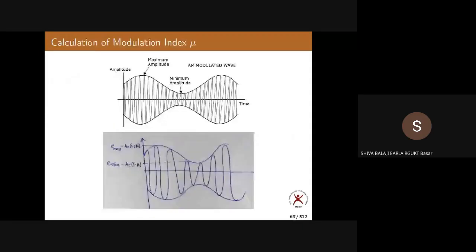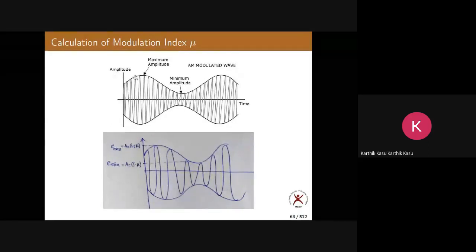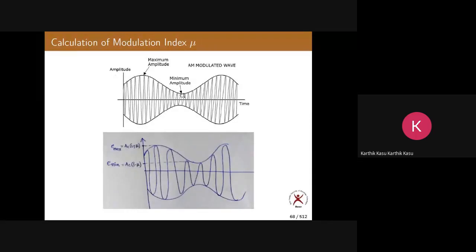Now, calculation of the modulation index mu. This is the AM signal, and its amplitude is varying. The amplitude of the carrier is varying. That is the definition of AM. Now you take only the positive envelope, the upper side. This is the maximum amplitude, and this is the minimum amplitude. This is E_max, the maximum of the envelope.